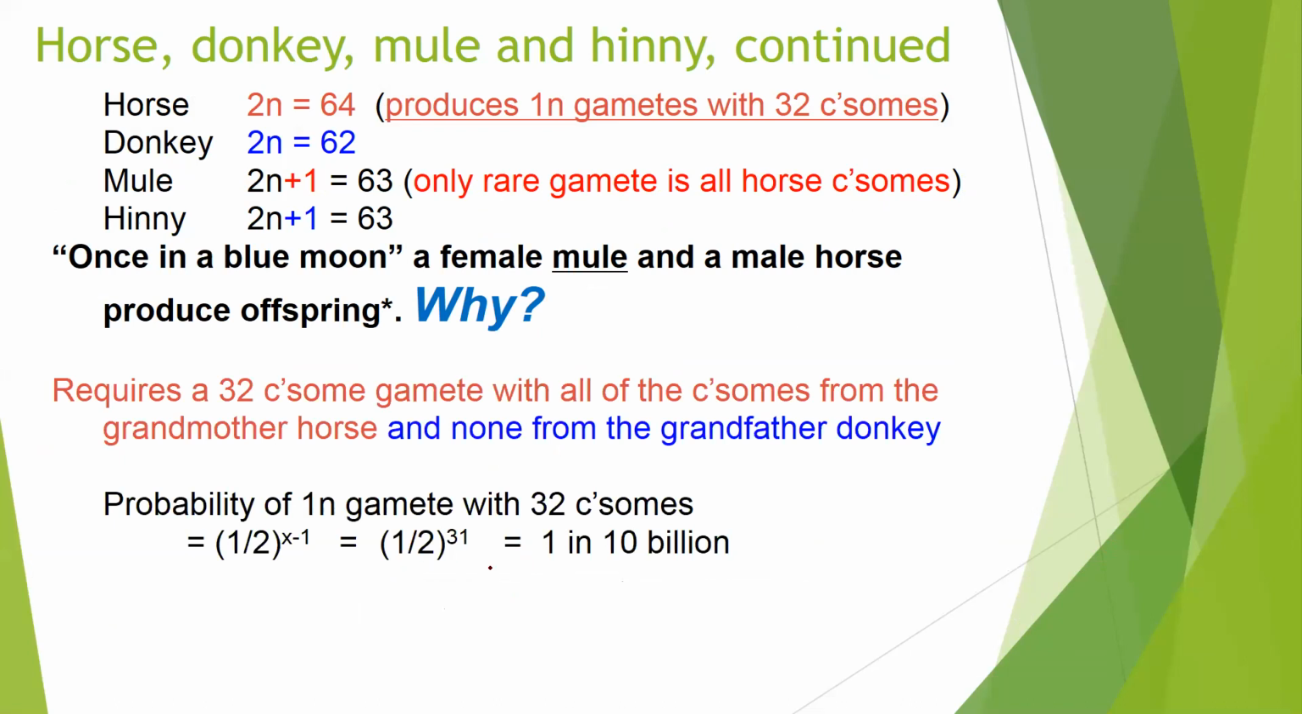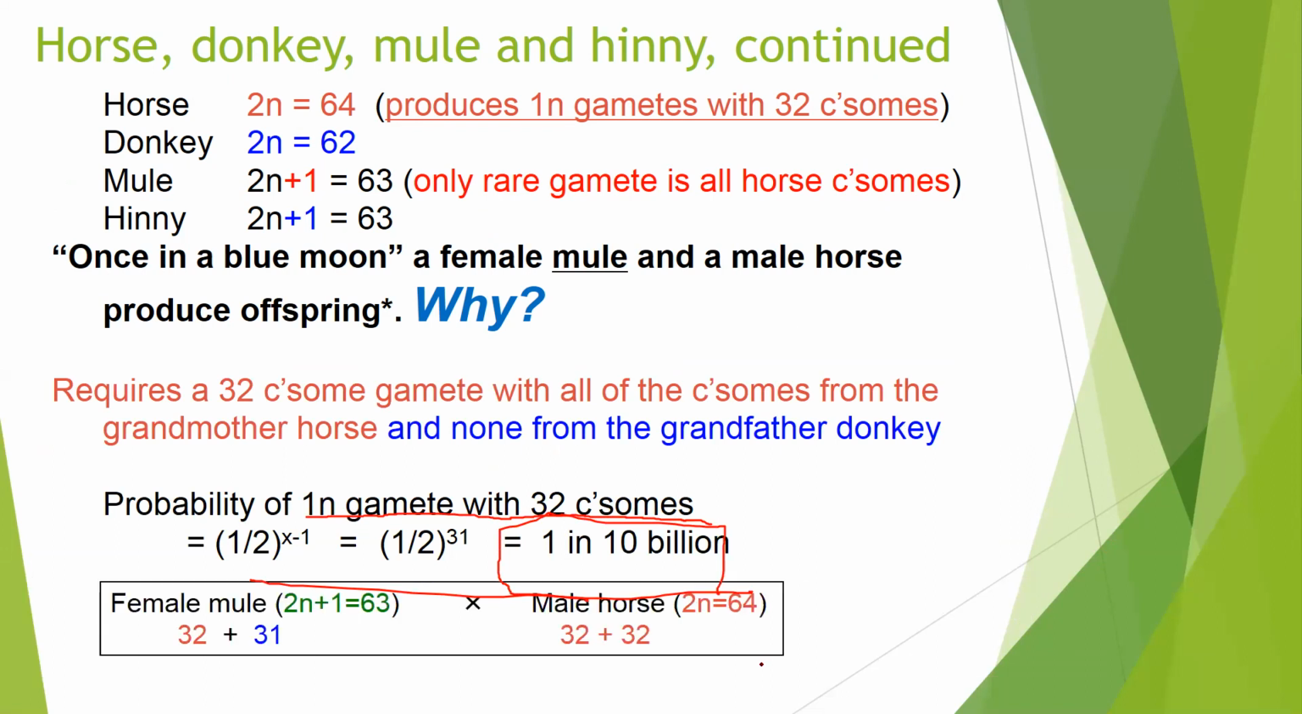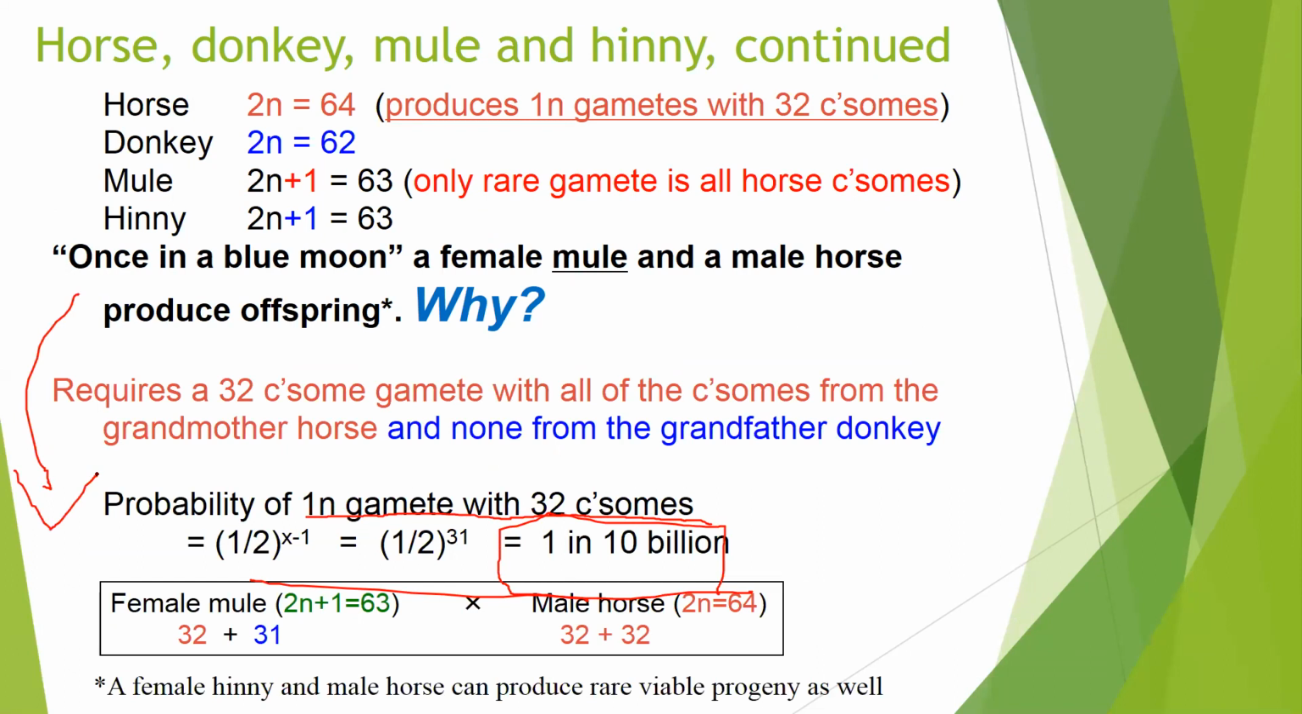And so this is the chance. The probability of that one gamete with 32 horse chromosomes will be like this. This is 1 out of 10 billion. So this chance is really, really small. And this is the case where this will happen.